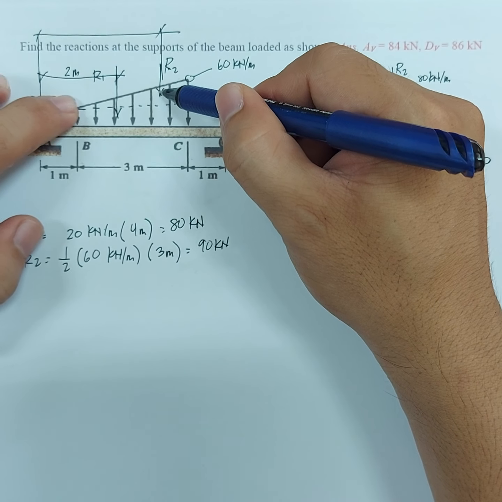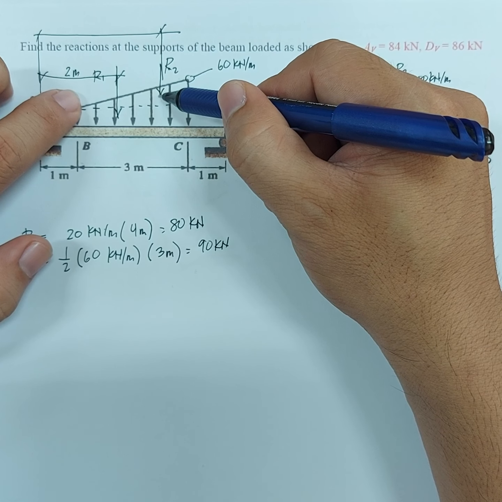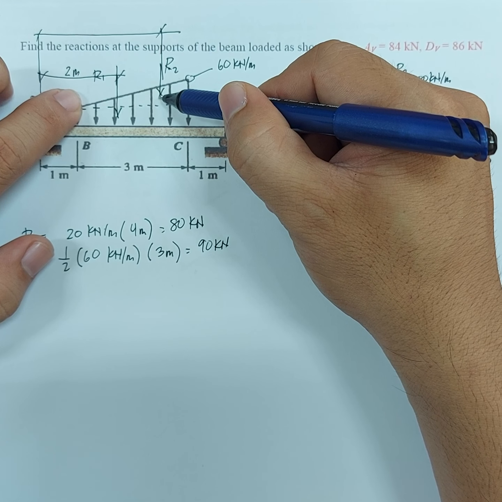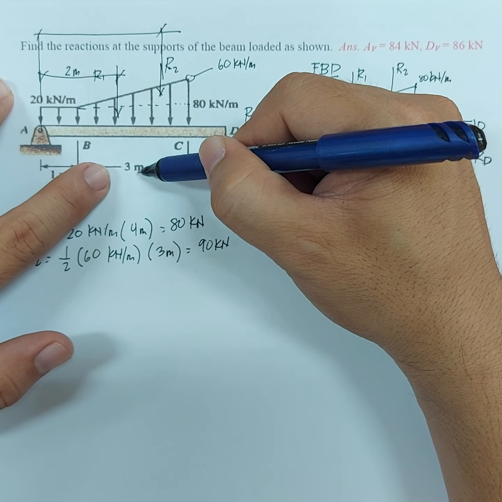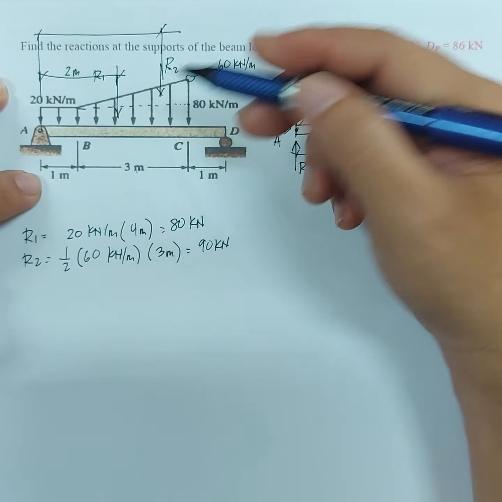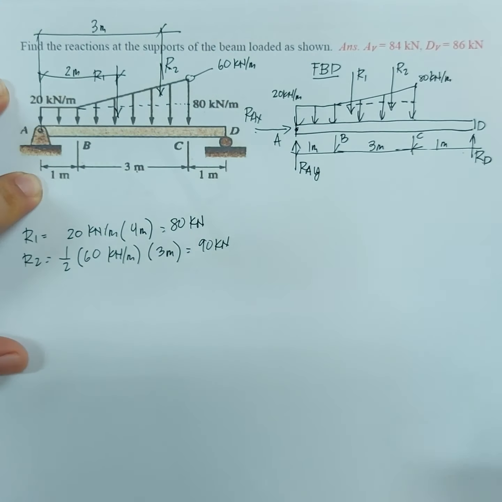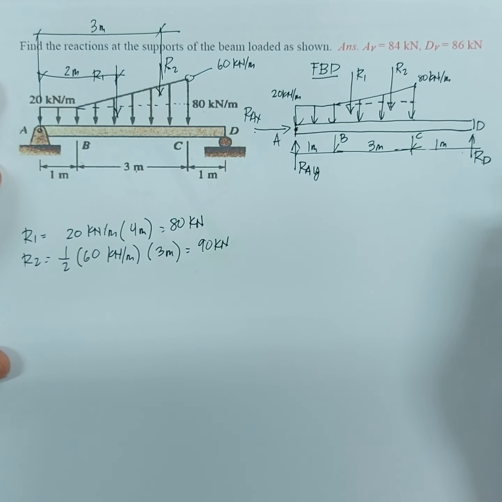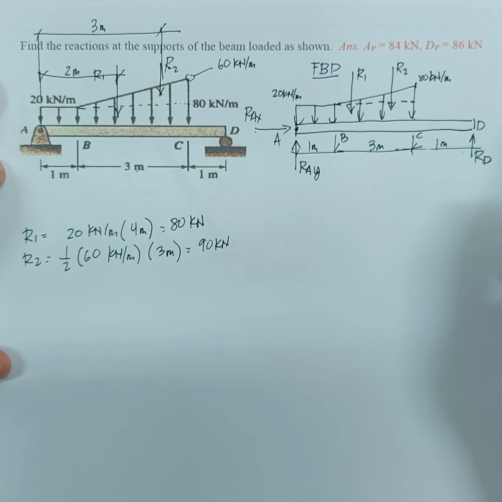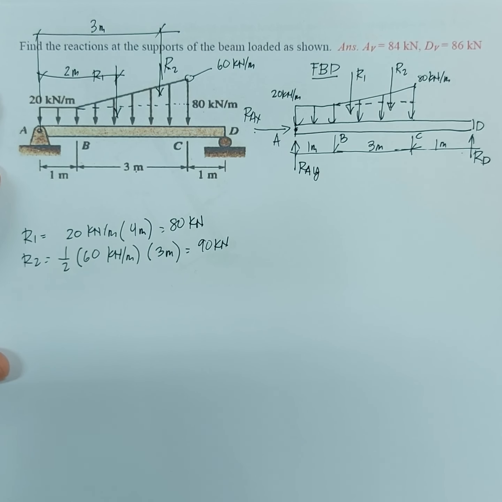So, itong distance na to, ito lang yung triangle natin. So, this is 2/3 of 3. So, 2/3 of 3 is 2 meters plus 1 meter. So, that is 3 meters. Okay. We have discussed this before sa previous chapter, previous topic natin. Okay. So, okay na. So, we can now summate moments at A.